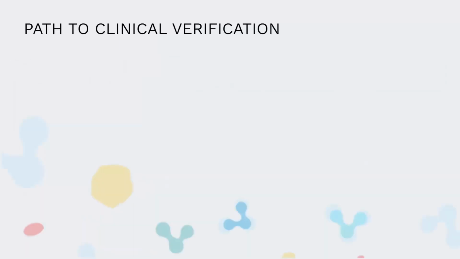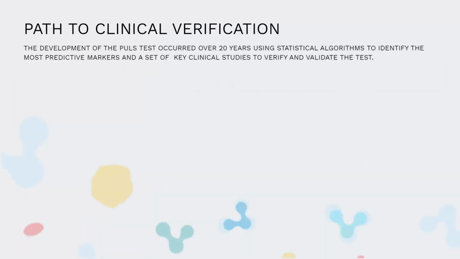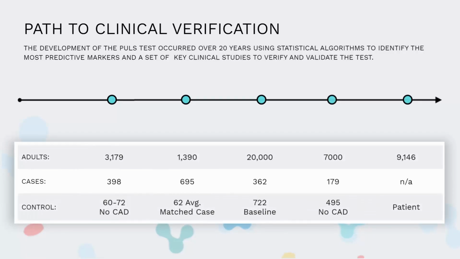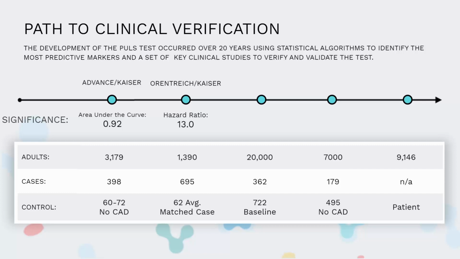The development of the PULS test used software systems and a set of studies that occurred over approximately a 20-year period. The beginning of the PULS cardiac test involved 2 studies in Kaiser. One was the proof of concept that was able to identify people with the disease at an AUC of 0.92. The second study in Kaiser ranked the biomarkers and determined the optimum algorithm size. It had a hazard ratio of 13.0.